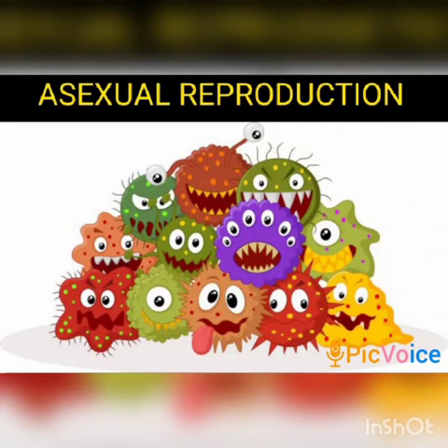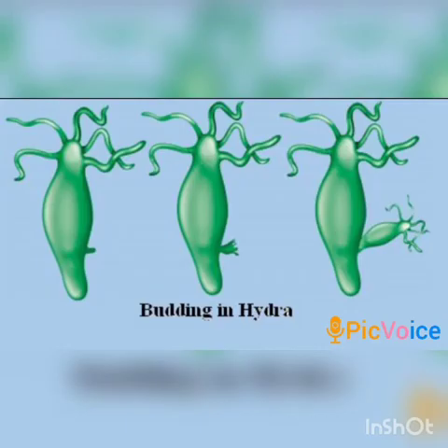So far, you have learned about reproduction in some familiar animals. But what about very small animals like hydra and microscopic organisms like amoeba? Do you know how they reproduce? Let us discuss that. They show asexual reproduction. The type of reproduction in which only a single parent is involved is called asexual reproduction.